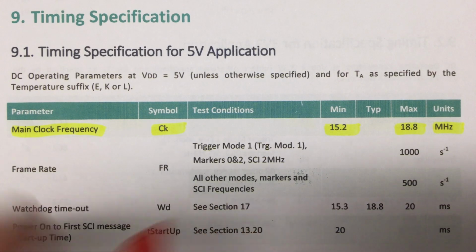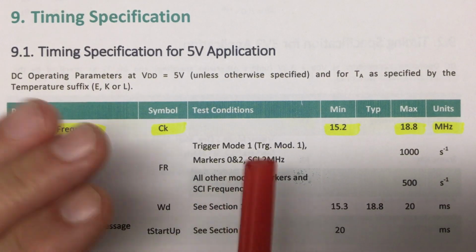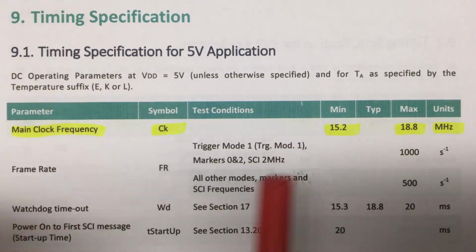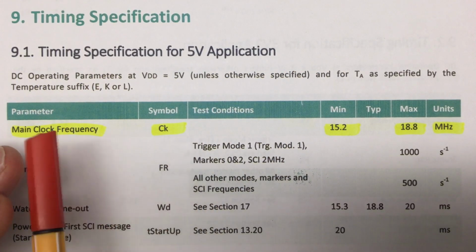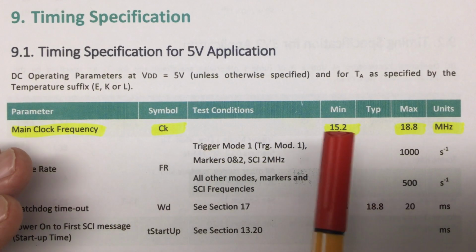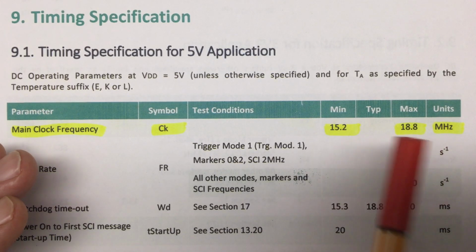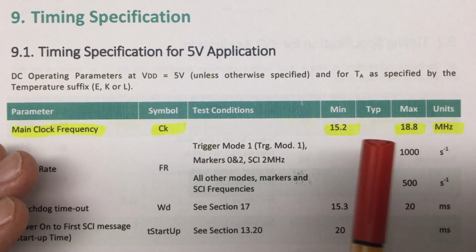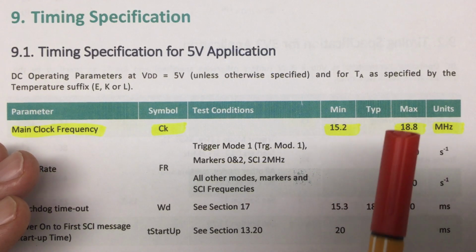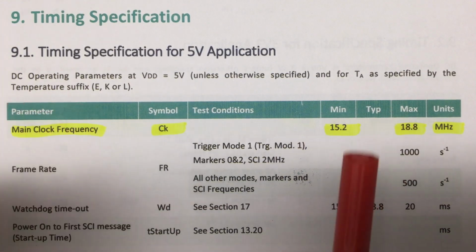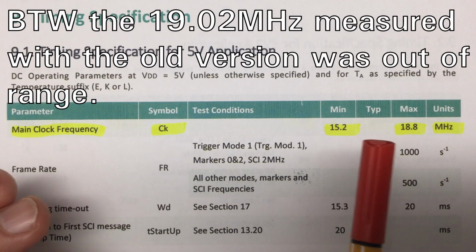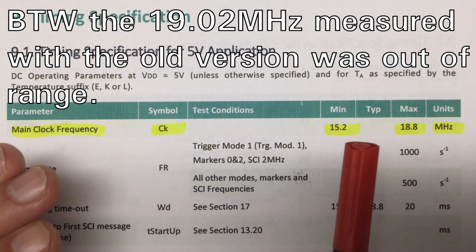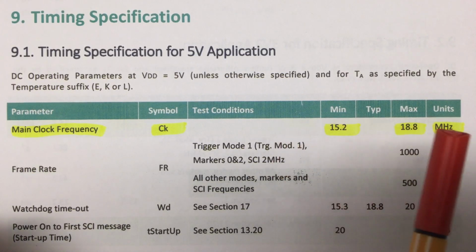In the last video, I stated that the oscillator frequency should be 19 megahertz, which was a blatant lie. If I would have looked into the timing specification in the datasheet for 5-volt applications, the main clock frequency we are measuring should be between 15.2 and 18.8 megahertz. So with the 17.0 something megahertz we're currently measuring with the new code, we're pretty much here in the middle, so spot on. And yeah, that's quite a wide range.